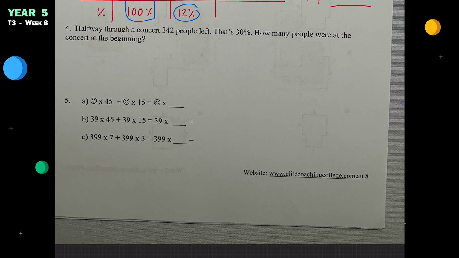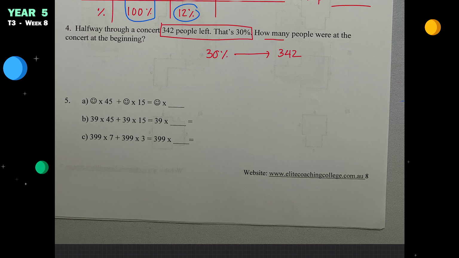Now question 4 says halfway through a concert 342 people left. That's 30%. So this is your 30%. How many people were at the concert at the beginning? So we made a connection. When we do this percentage question, it's good to make a connection, a relationship here. So that means that 30% is your 342 people.